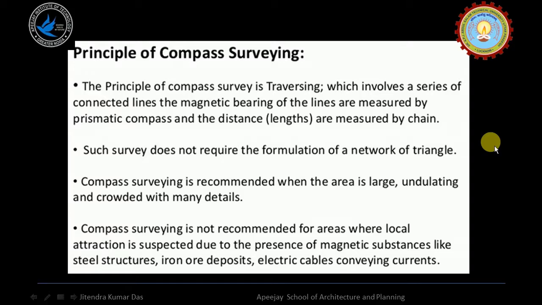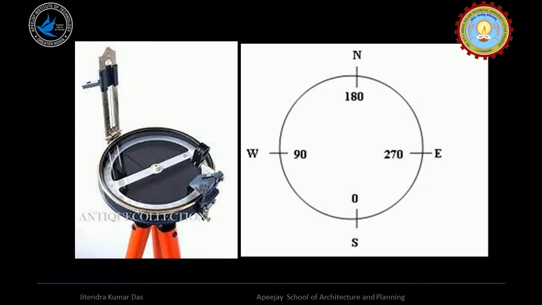Compass surveying is recommended when the area is large, undulating, and crowded with many details. Compass surveying is not recommended for areas where local attraction is suspected due to presence of magnetic substances like steel structures, iron ore deposits, and electric cables conveying currents.